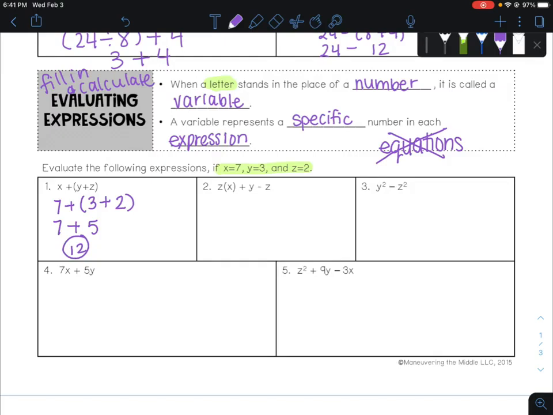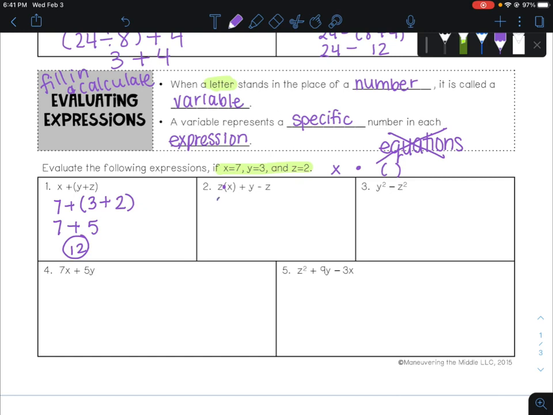For number 2, this says Z and then parentheses X. That notation of parentheses means to multiply. So it's another way to write multiply. You can say x, you can say dot, or you can put parentheses around it. So z times x plus y minus z.